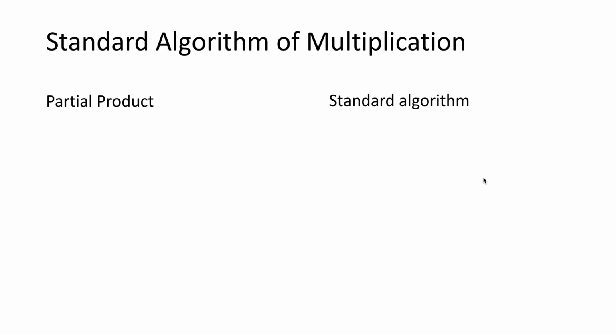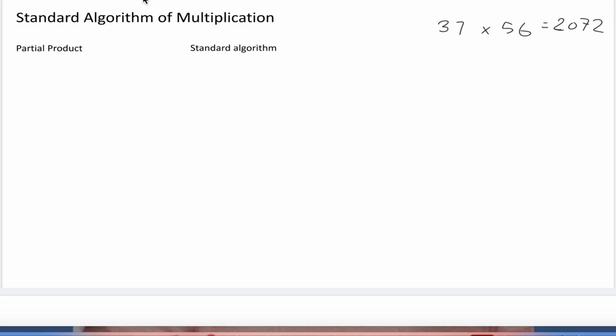So we know the partial product, right? Okay, so from the example in lattice model, we found that 37 times 56 is equal to 2072. Let's think about the standard algorithm. Before we move on to standard algorithm, we can think about the partial product. So 37 times 56, we can write it this way.